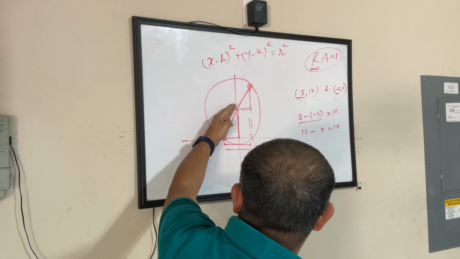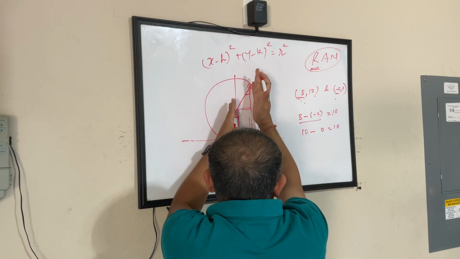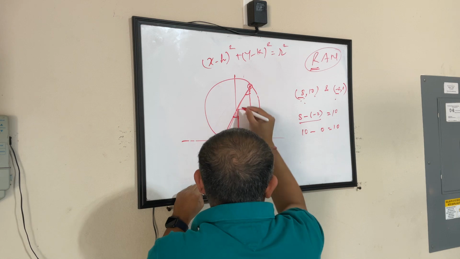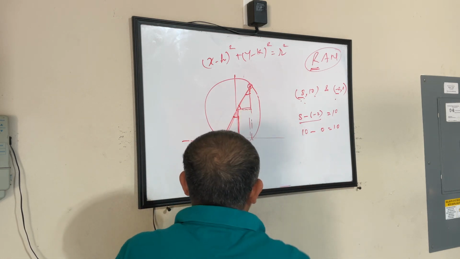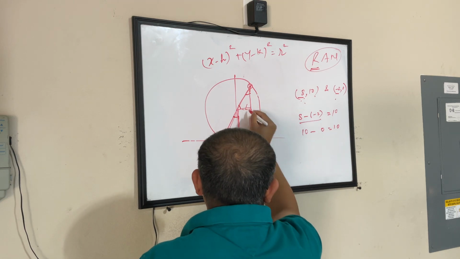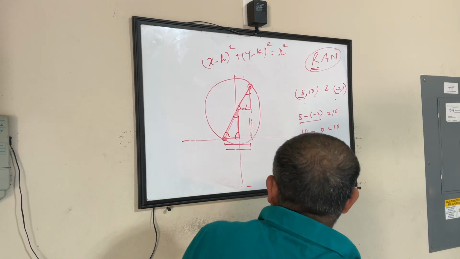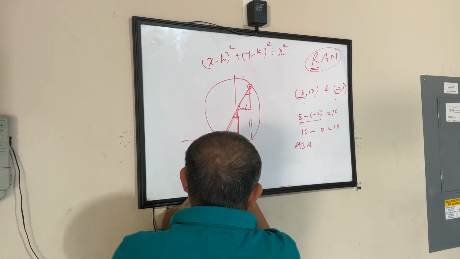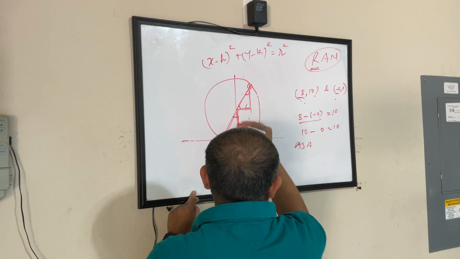Because one side is the same, this angle and this angle will be the same because these are two parallel lines. This angle and this angle will be the same because again these two are parallel lines and these are corresponding angles, and this is 90 degrees. So using AAS, the two triangles are congruent. That means this length and this length are the same, this length and this length are the same.